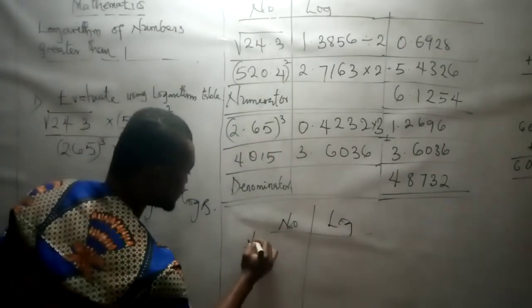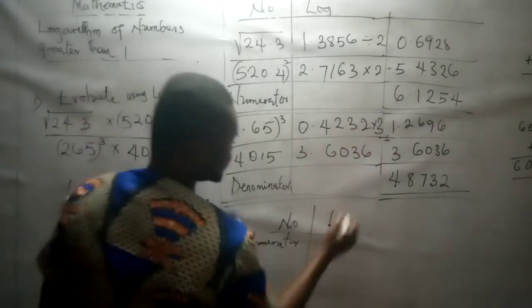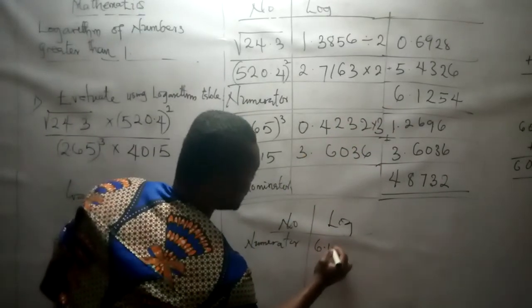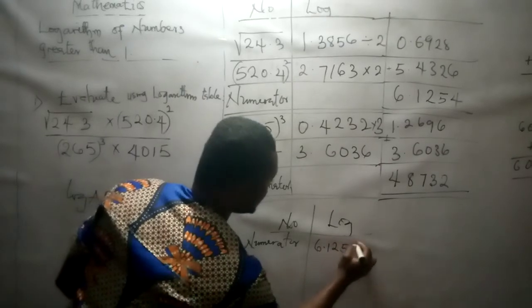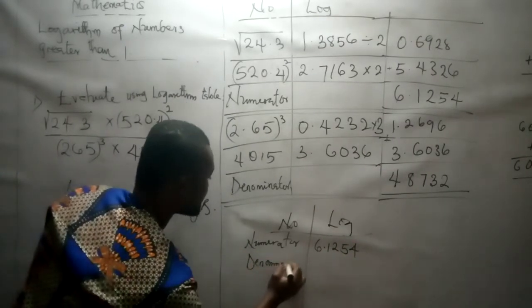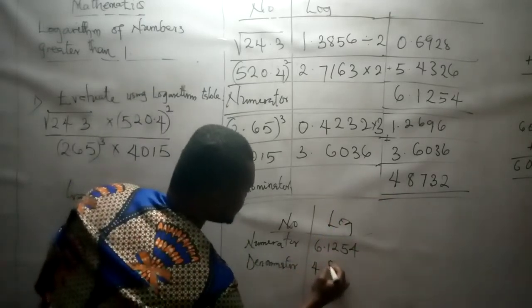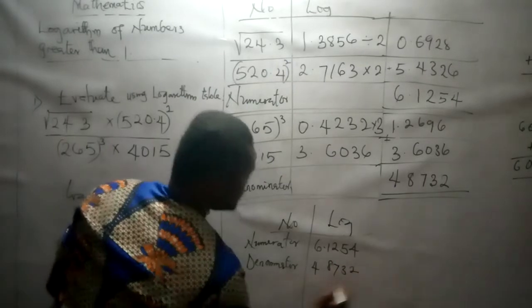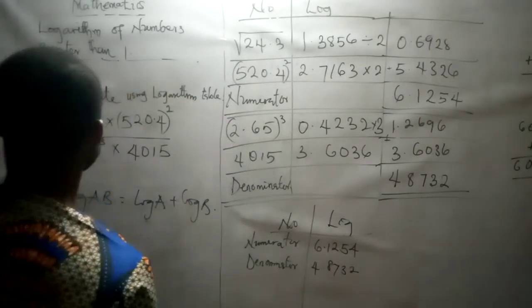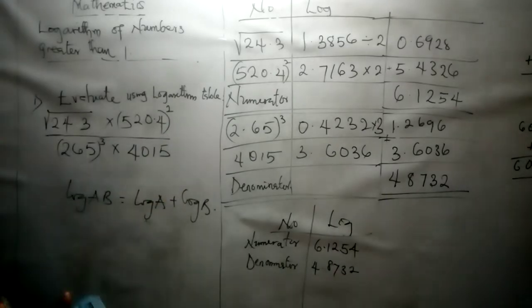Now for the numerator, what we have for the numerator is 6.1254. While for the denominator, we have 4.8732. Now from the theory there, the numerator divided by denominator.